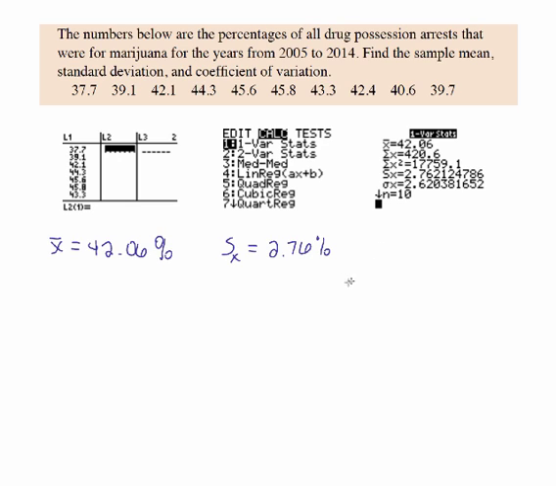and the standard deviation among those years was 2.76%. The coefficient of variation is a comparison between the standard deviation and the mean, using division. So we do 2.76 divided by 42.06. That's approximately equal to 0.066. And so the coefficient of variation tells us, in essence, that the standard deviation is pretty small compared to the mean.